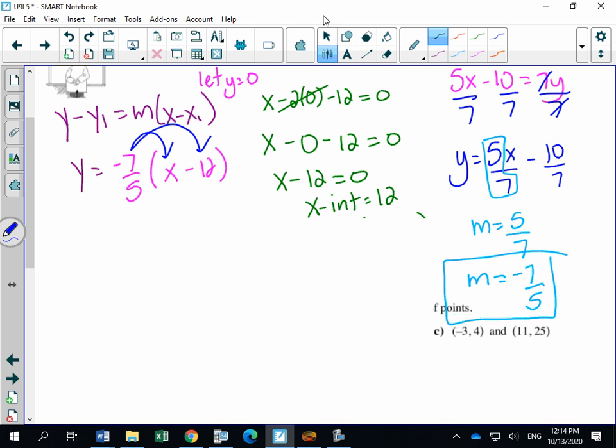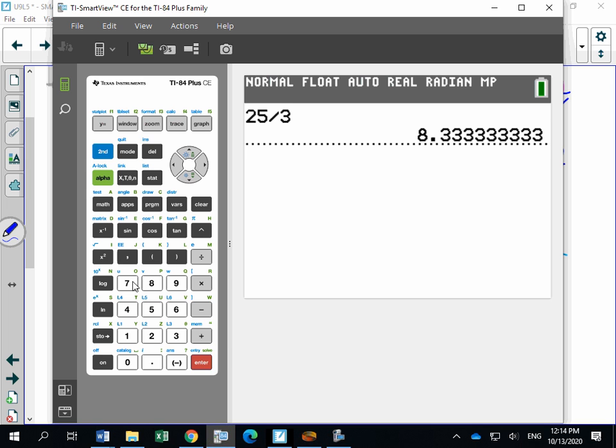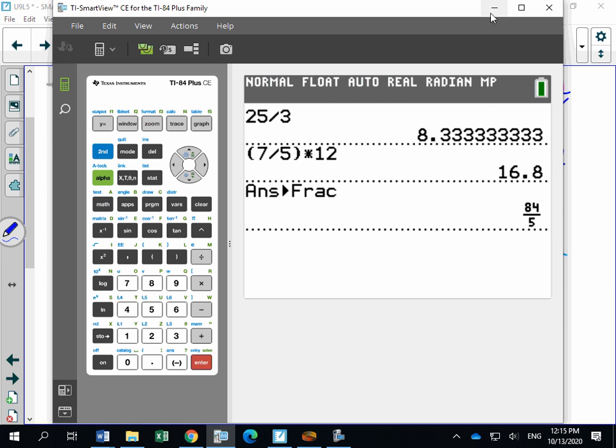Okay, so get rid of your brackets. So y is equal to negative 7 over 5x plus, because I know two negatives make a positive, and I'm going to type in on my calculator 7/5 times 12. So open bracket, 7 divided by 5 times that guy by 12. There's my y-intercept. But as a fraction, 84 over 5.